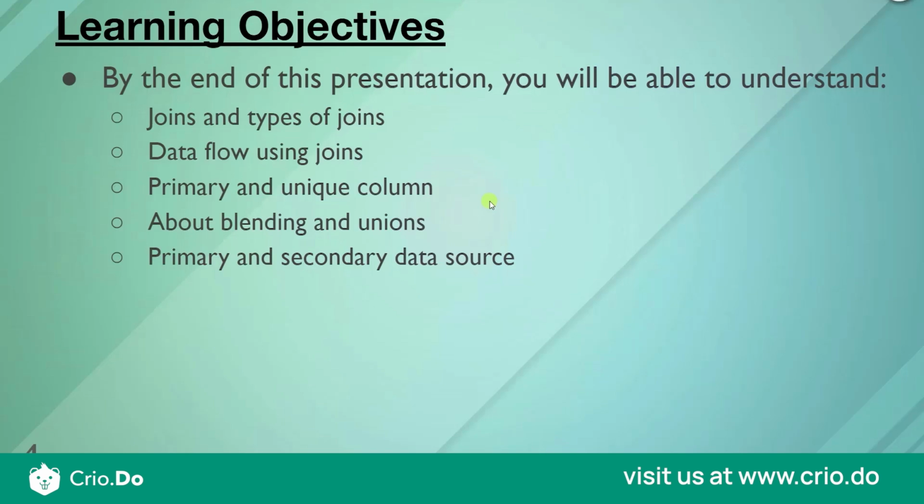Blending and unions. Blending is a different kind of join, but we call it blending because of some other purpose, and we will also see how we do unions to join the data. In blending, we will discuss primary and secondary data sources, what is primary and what is secondary, and how you identify them as primary and secondary data sources.